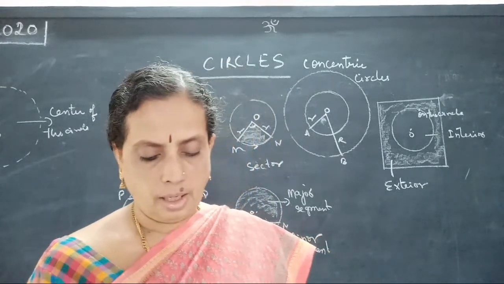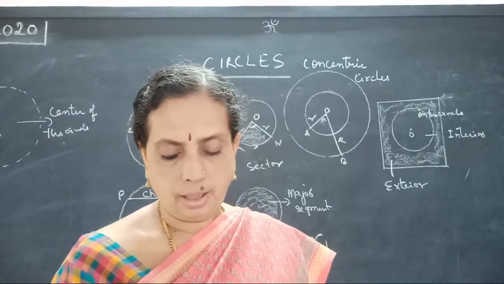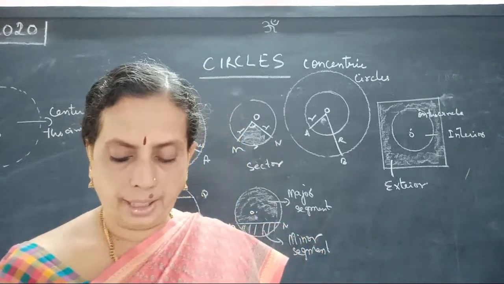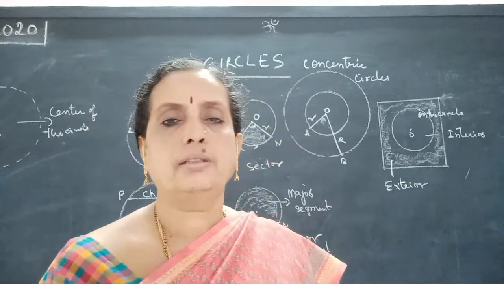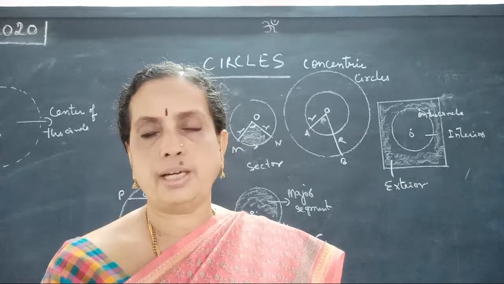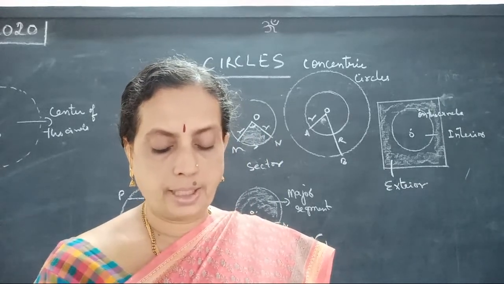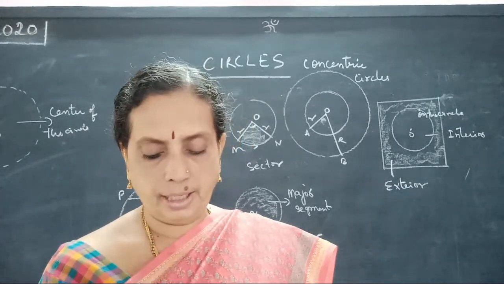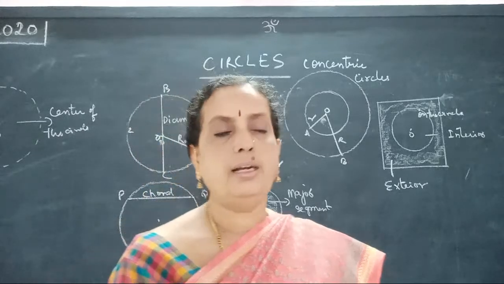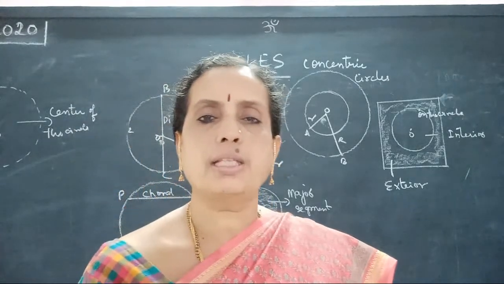Next. A point whose distance from the center of the circle is greater than its radius lies in the dash of the circle. Got to understand this sentence? A point whose distance from the center of the circle is greater than its radius, then it lies in the dash of the circle, that is, exterior of the circle.